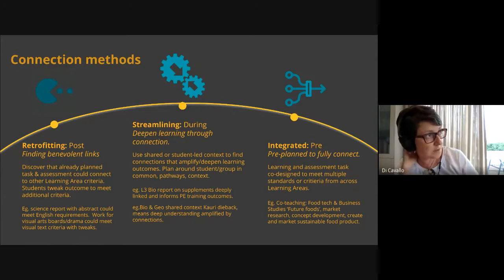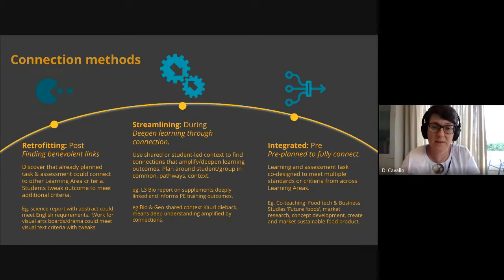And then the last one, around the integrated, is a bit more fully integrated. You've co-designed that from the outset with somebody else or with multiple other people. Potentially, again, it could have been planned to integrate around a group of students' pathway, wishes, or particular needs, or it could be across different learning areas to create more of an integrated course.